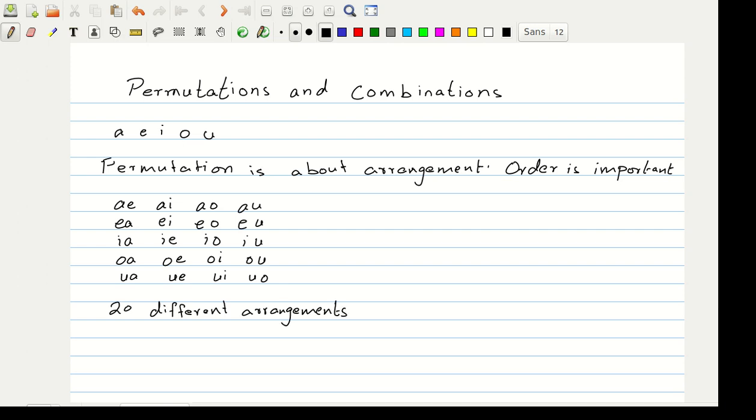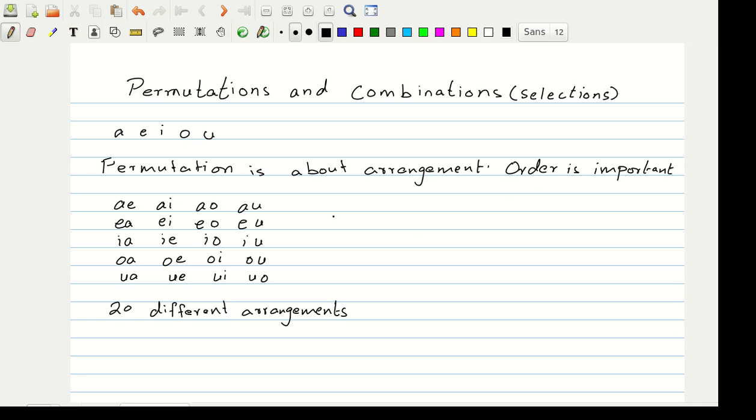But what do we mean by combination? When we talk about combination, we are only talking about selections, right? So combination is about selection. In this case, if we have selected AE, then EA is not a different selection, it's the same selection. Similarly, if we have selected AI, then IA is also the same selection. So this is about selections, and in this case order is not considered.